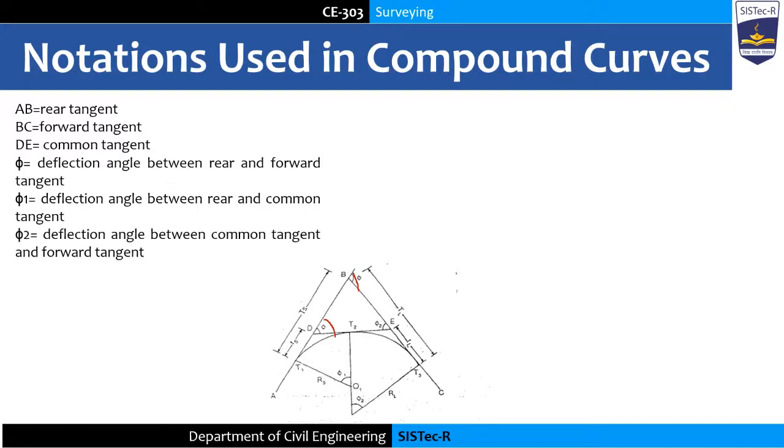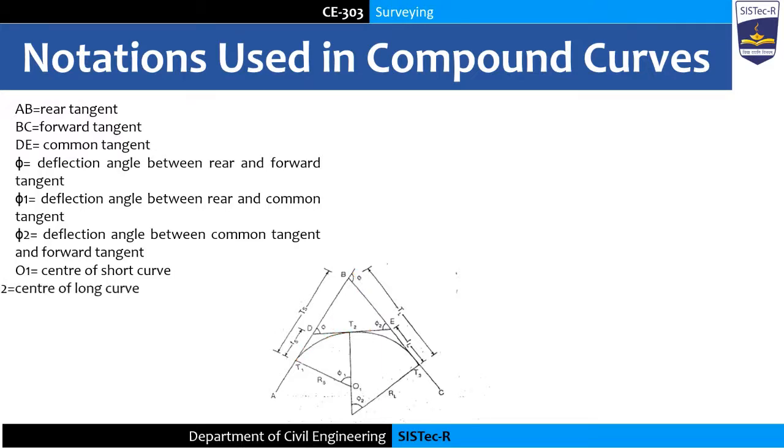Similarly we have phi 2. So phi 2 is the deflection angle between common tangent and forward tangent. Here you can see that this is phi 2. So this is the angle between common tangent and forward tangent. After that, O1 is the center of the short curve. So here this curve is the short curve, and the center of this curve is this. So this is O1, the center of the short curve.